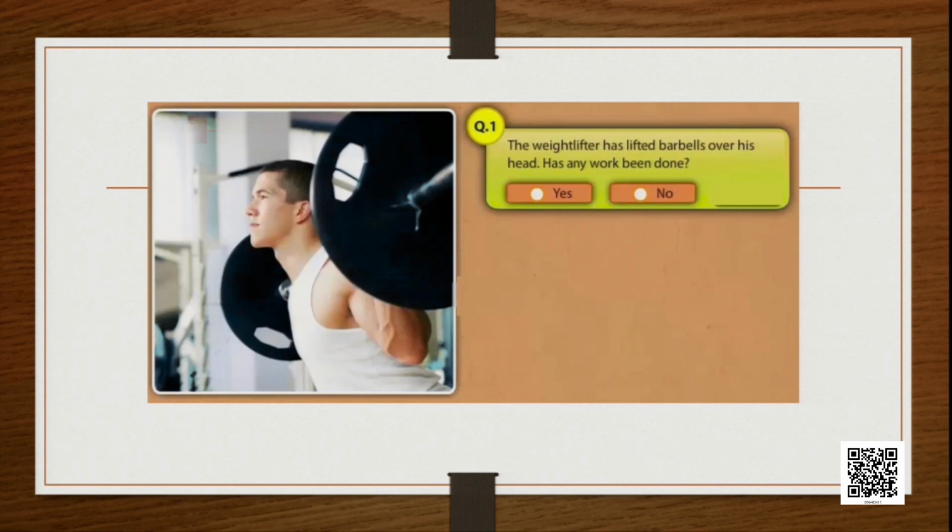If you try to correlate from the conditions that are required for work to be done: one, force has to be applied; second, it has to produce some kind of displacement. So here we can see the weightlifter has lifted the barbells, that means the barbells have moved a certain distance, there is a displacement, and he has applied some amount of force. That means in this situation work has been done.